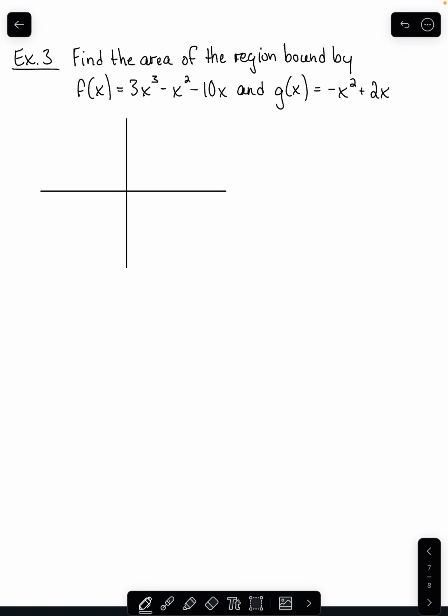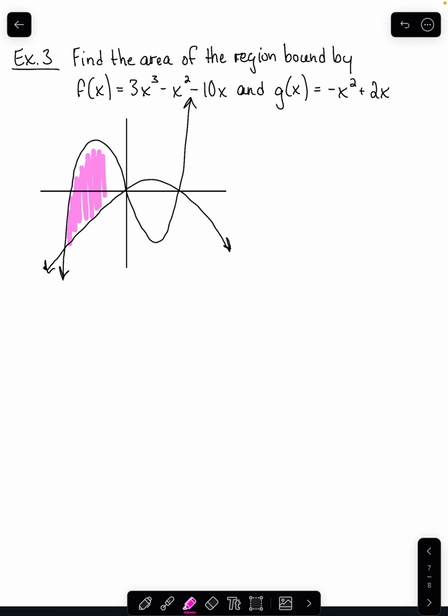And as it turns out, the cubic graph goes something like this, where the quadratic graph goes something like this. Thus, we have two fully enclosed regions that are separate from each other.